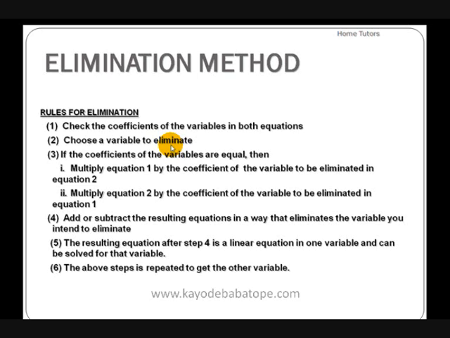3. If the coefficients of the variables are not equal, then you can either 1. Multiply equation 1 by the coefficient of the variable to be eliminated in equation 2, or 2. Multiply equation 2 by the coefficient of the variable to be eliminated in equation 1. 4. Add or subtract the resulting equations in a way that eliminates the variable you intend to eliminate. 5. The resulting equation after step 4 will be a linear equation in just one variable and can be solved for that variable. And 6. The above steps are repeated to get the other variable.